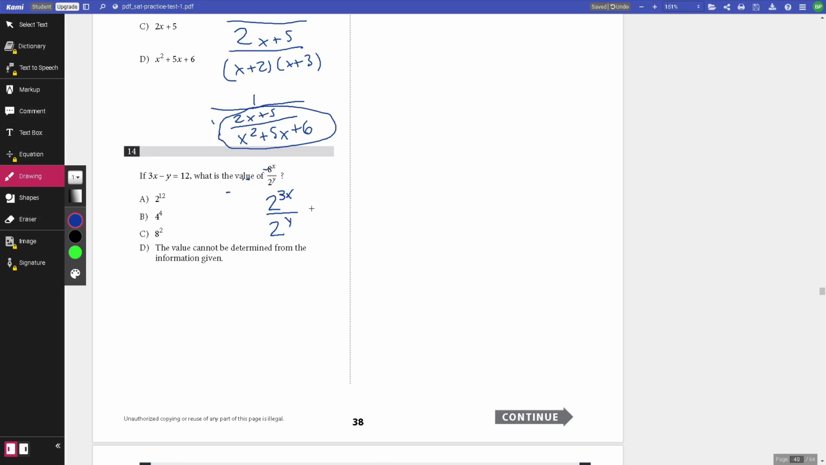And if you recall from algebra, if you have the same base and they're dividing each other, then it's simply the difference of the exponents. So in the end, it can be written like this. And we know that 3x minus y equals 12, so just substitute this into here, and you get 2 to the power of 12. So it's A.